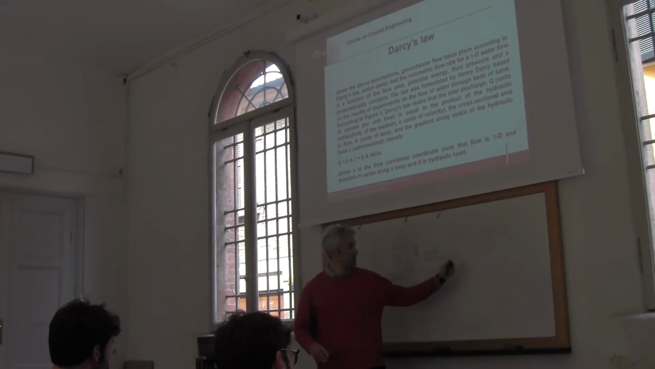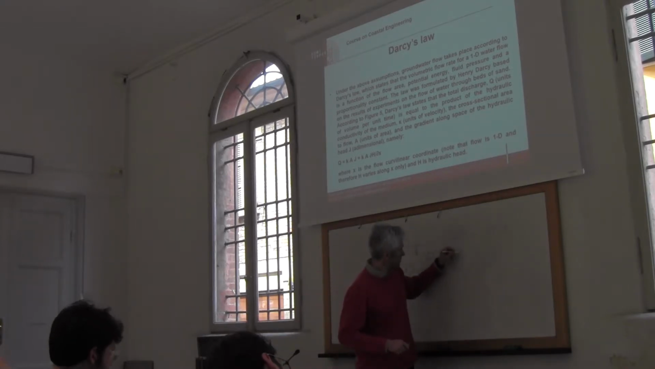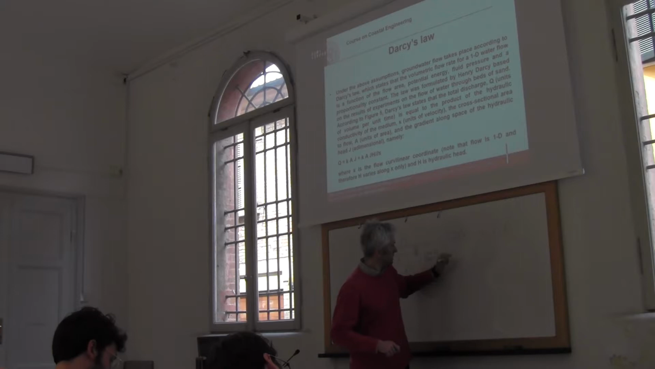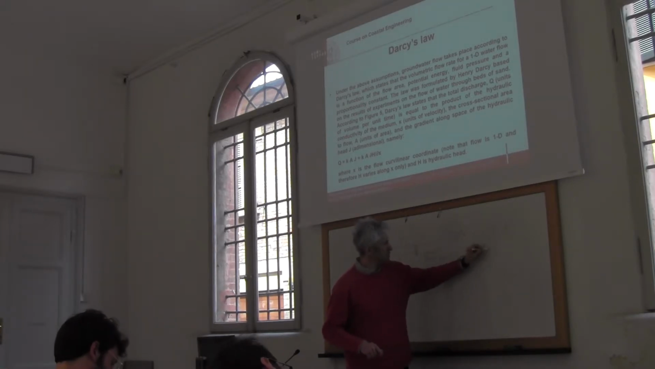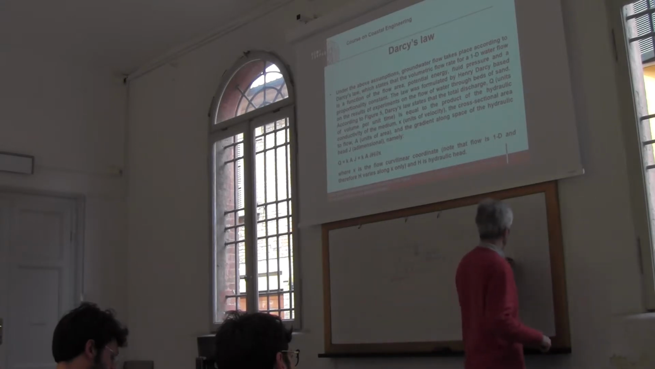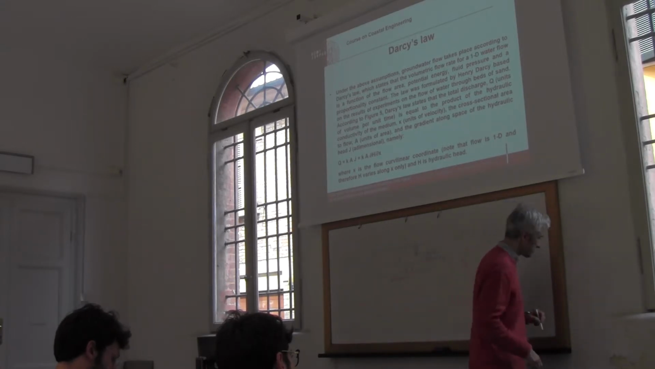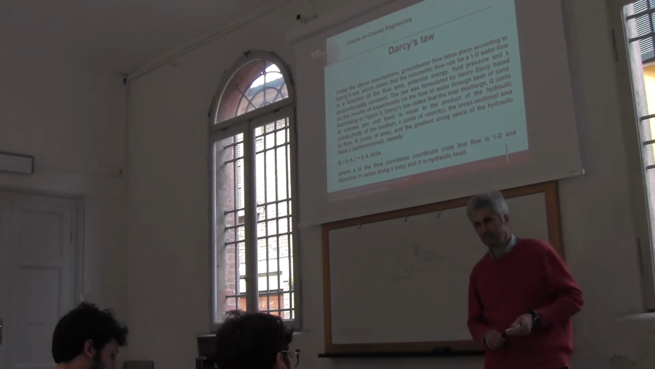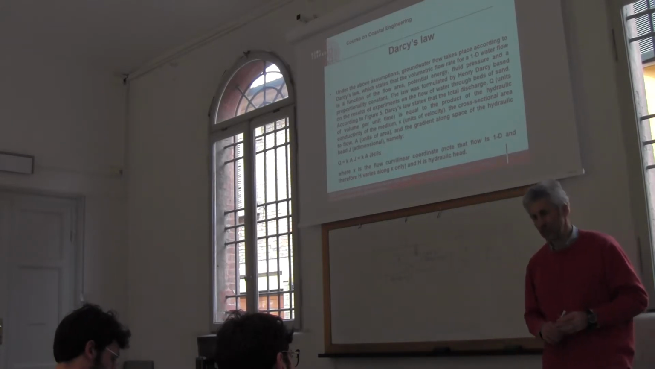Okay? And this is dimensionally consistent because if you look at dimensions here, water flow is defined as a volume per unit time. So length cubed divided by time. And here you have velocity, the dimension of velocity is length divided by time, and you have the area, the area is length squared. Fine. You see that it's dimensionally consistent.